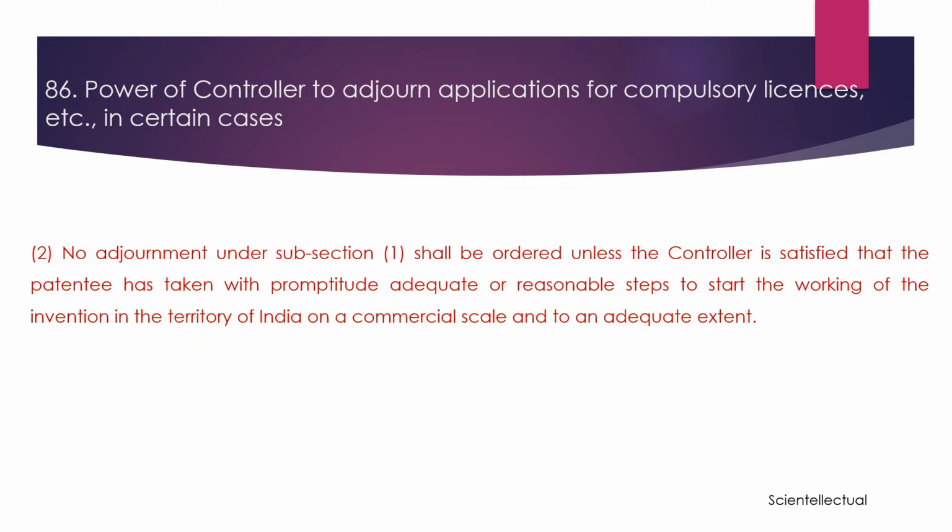Section 86, subsection 2. No adjournment will be ordered unless the controller is satisfied that the patentee has taken prompt, adequate, or reasonable steps to start the working of the invention in India on a commercial scale and to an adequate extent. That is, the patentee needs to prove that he has done all the necessary actions for the invention to be worked in India. If he fails after prompt, adequate, reasonable working, then only will the controller think of adjourning the hearing.